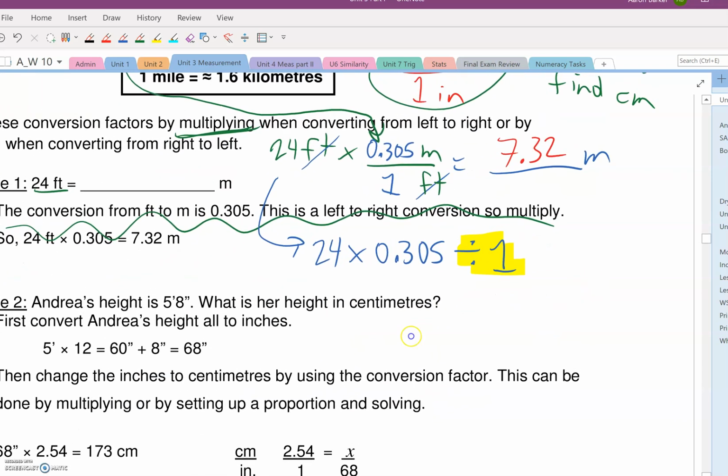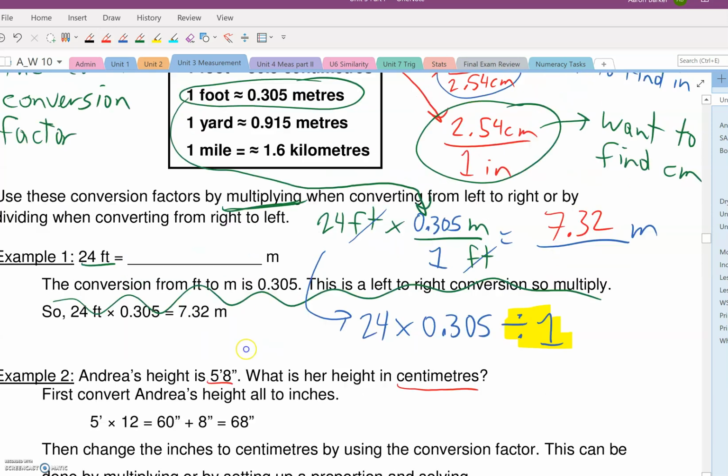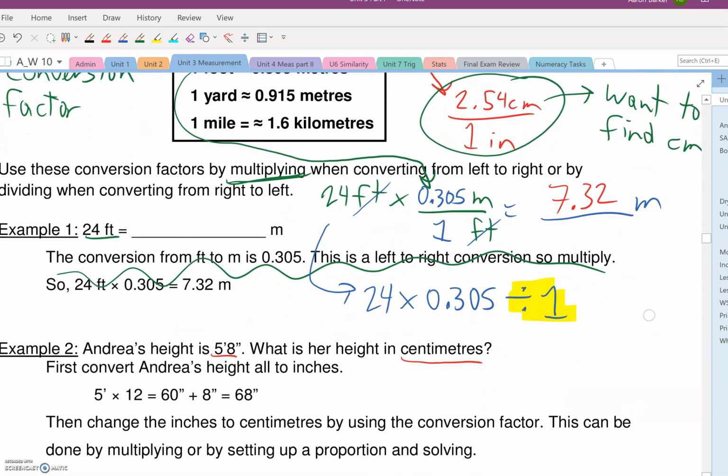Let's look at the next one. The next one's complicated because it's 5 feet and 8 inches. So you want to know the height in centimeters. Looking at our conversion factors, we can convert feet into meters, into centimeters, and inches into centimeters, and then we'd add them together. Or what they did here is they converted the 5 feet all the way into inches, then added the inches together and just converted 68 inches into centimeters. Your choice on what you want to do.